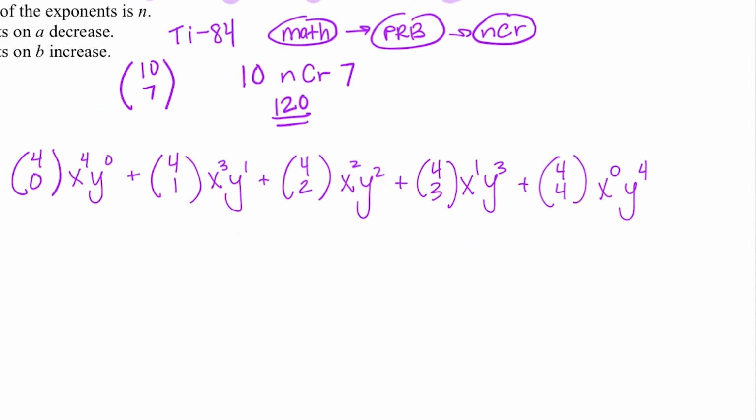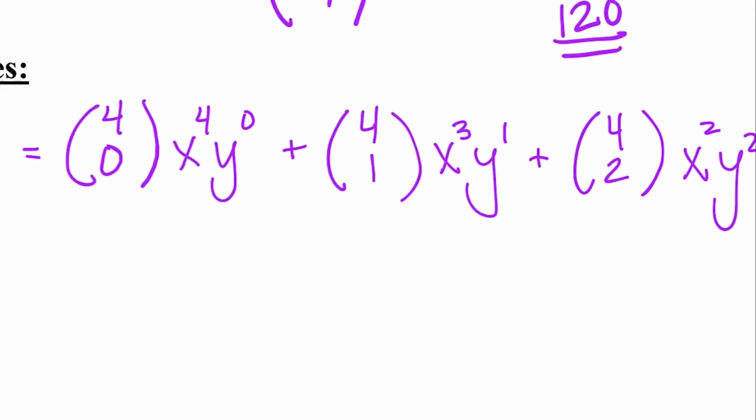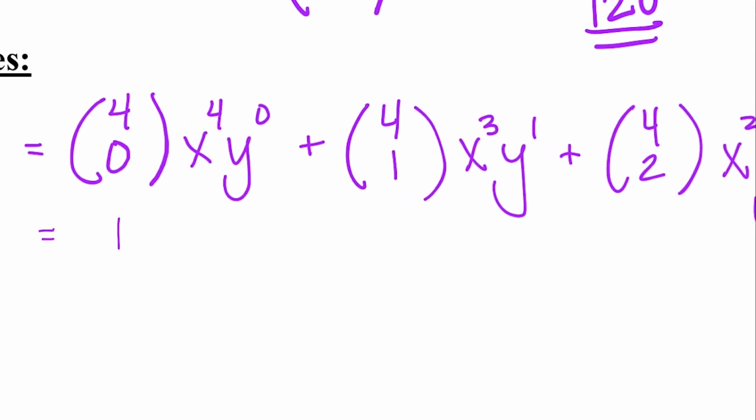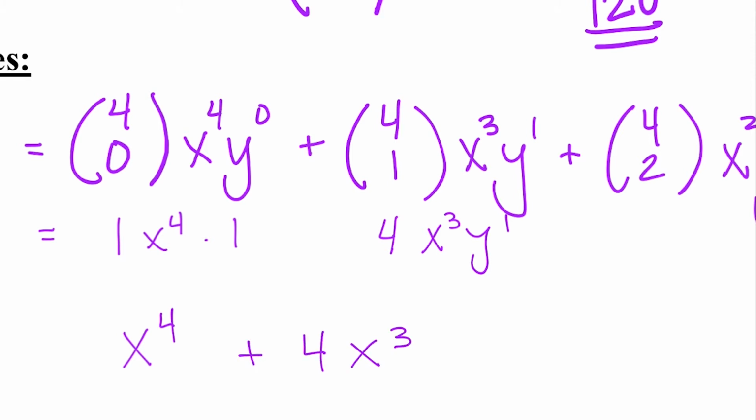So to find these coefficients, you would just type this in your calculator the same way we did above with this 10 choose 7. So when you do 4 choose 0, you get 1. So that means this would be 1 x to the fourth times 1, because that's what y to the 0 is. So your first term is just x to the fourth. When you do 4 choose 1, you get 4, and then we have x cubed y to the first. So the next term is just 4x cubed y.